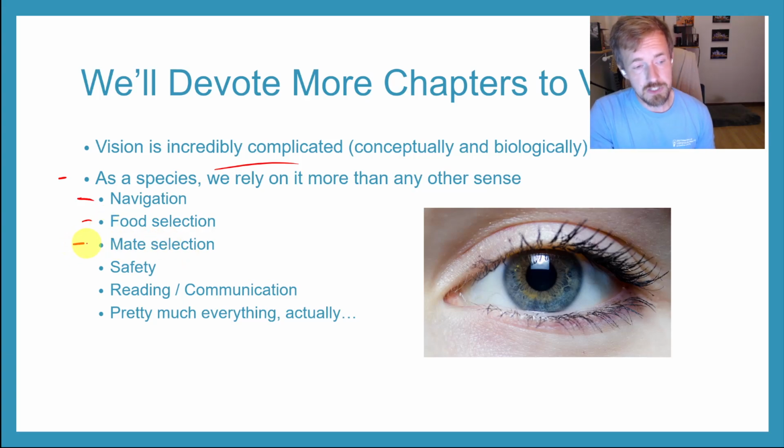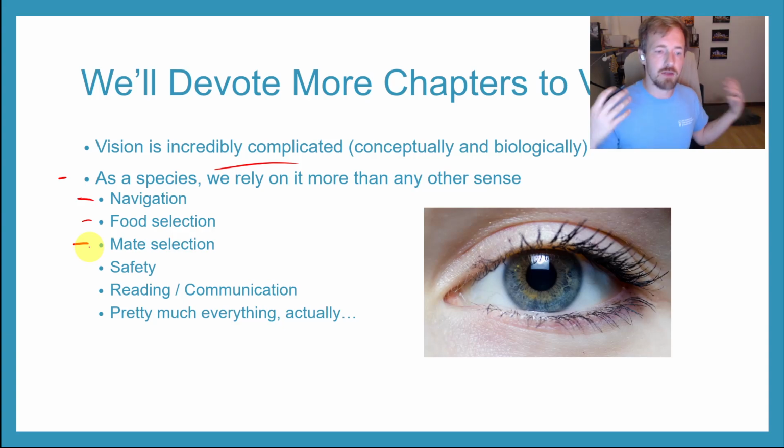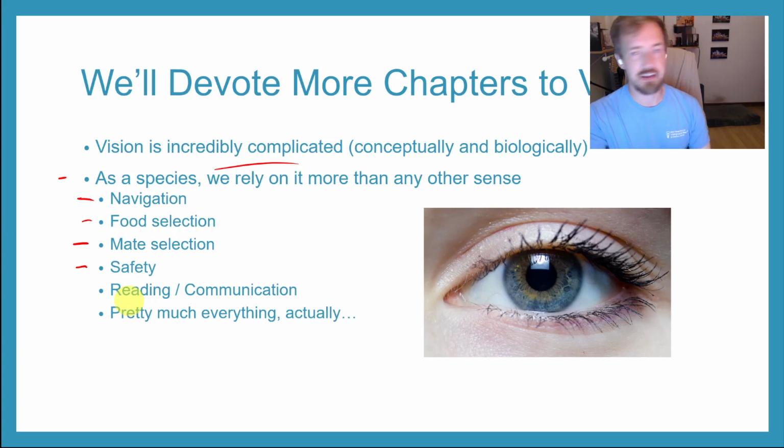Mate selection, which is a fancy way of saying dating, right? Nobody likes to admit it, but we do care about what people look like and how they present themselves visually. We rely on vision for safety because we don't want to run into a wall. We don't want to drive off the road. We don't want to fall off a sidewalk or a bridge or whatever. We rely on signs to help us get around.